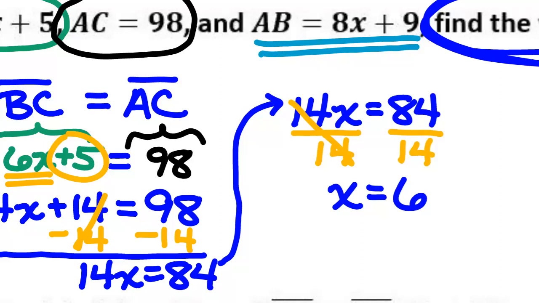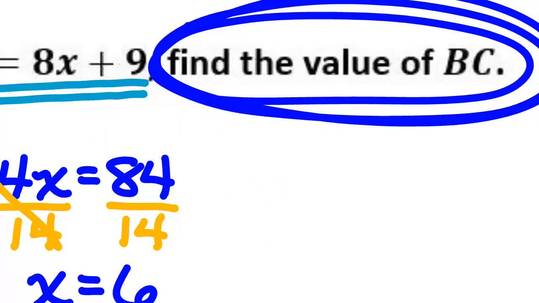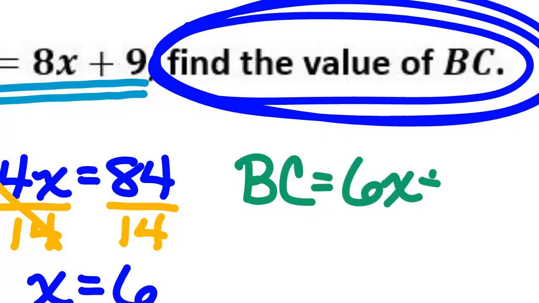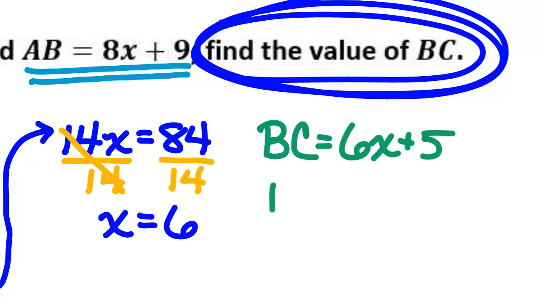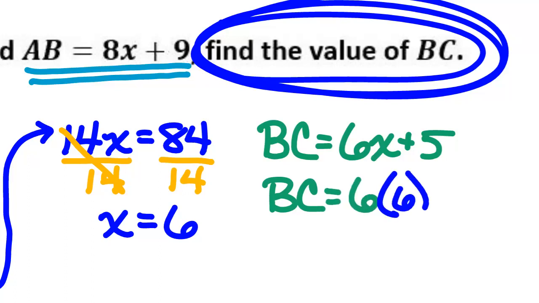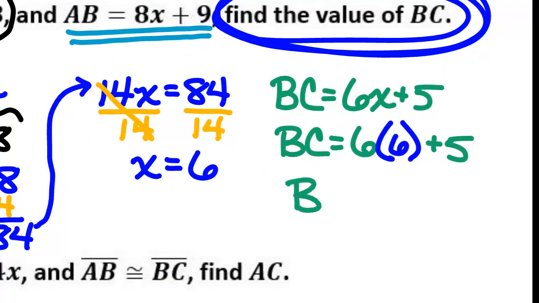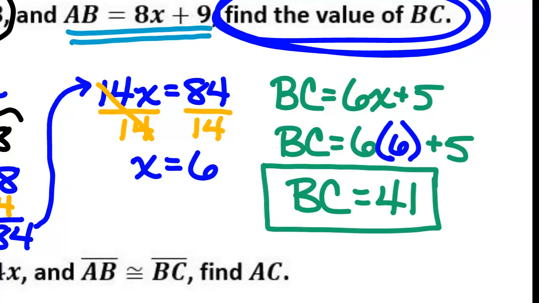Why am I not done yet? We have to substitute. What are we substituting into? The x spots. Into which of these expressions? Which one do I want to substitute into? 6x plus 5. BC is equal to 6x plus 5, and we're going to substitute 6 in the place of the x. So I have 6 times 6 plus 5. What is 6 times 6? 36 plus 5? 41. So BC is 41.